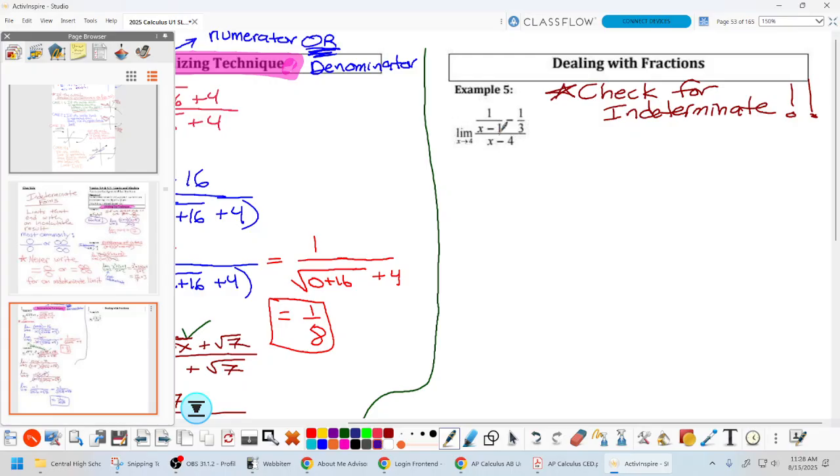So, in order to work this one out, we need to do something with this numerator. So this is combining two fractions with non-common denominators, which, what's the strategy for that?